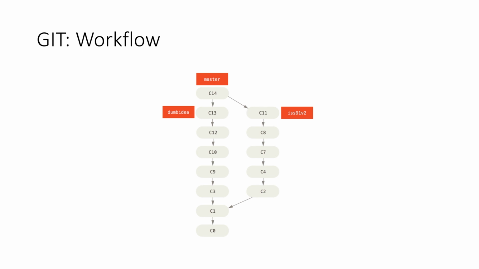It's important to remember when you're doing all this that these branches are completely local. When you're branching and merging, everything is being done only in your Git repository. There is no communication with the server.